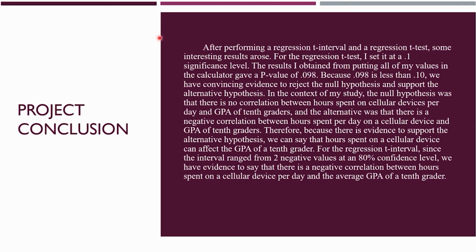For my project's overall conclusion, I write: after performing a regression t-interval and a regression t-test, some interesting results arose. For the regression t-test, I set it at a 0.1 significance level. The results I obtained from putting all my values into the calculator gave a p-value of 0.098. Because 0.098 is less than 0.1, we have convincing evidence to reject the null hypothesis and support the alternative hypothesis.